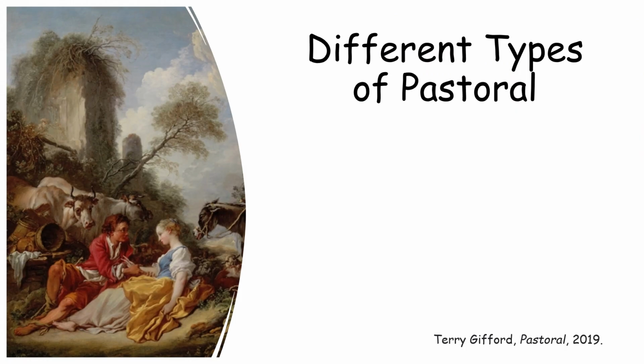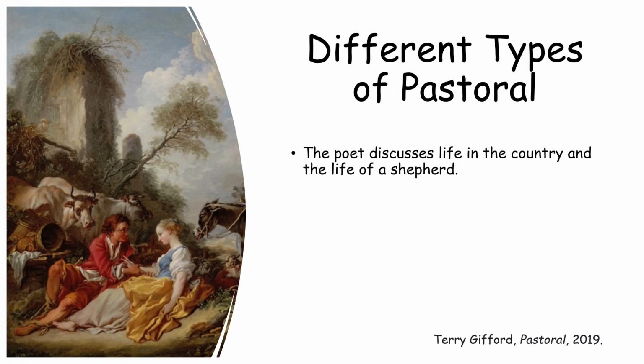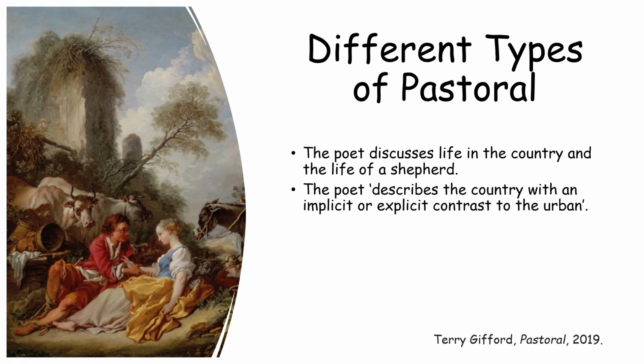There are different types of pastoral poetry. One of these would be where a poet discusses life in the country and the life of a shepherd. Secondly, when poets describe the country with an implicit or explicit contrast to the urban. And finally, poets can use pastoral poetry to depict country life in a derogatory manner too.